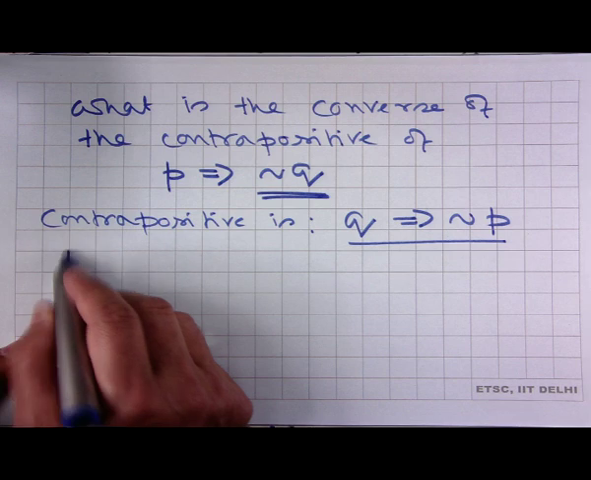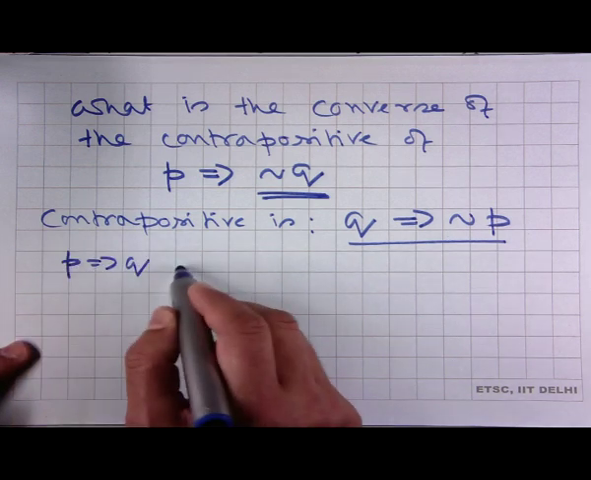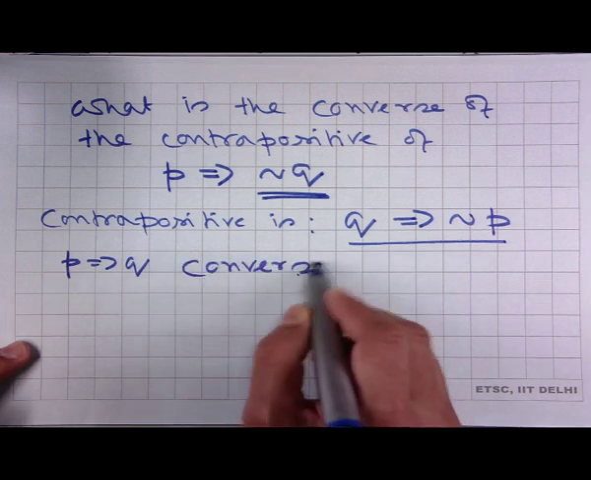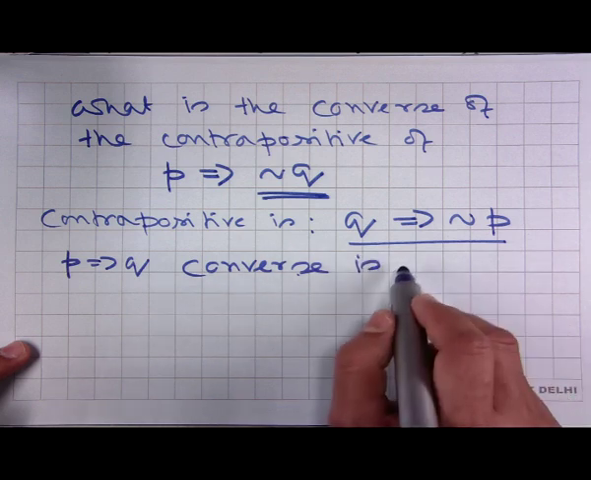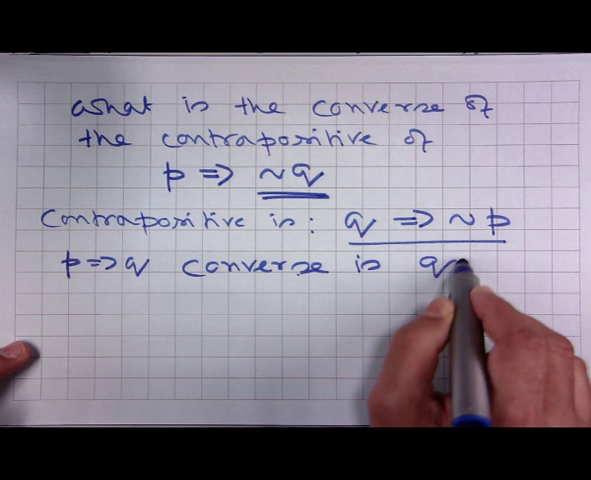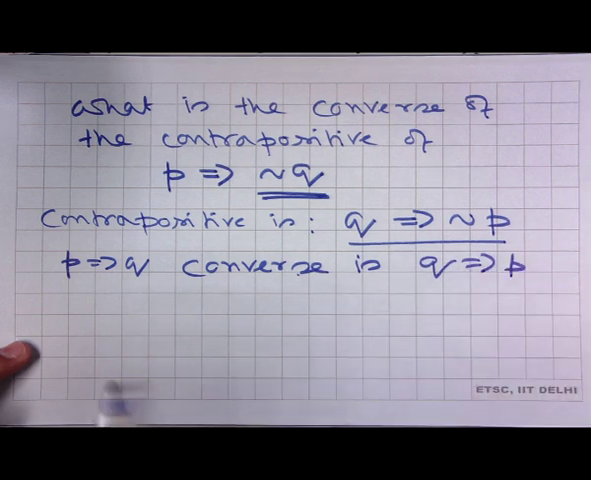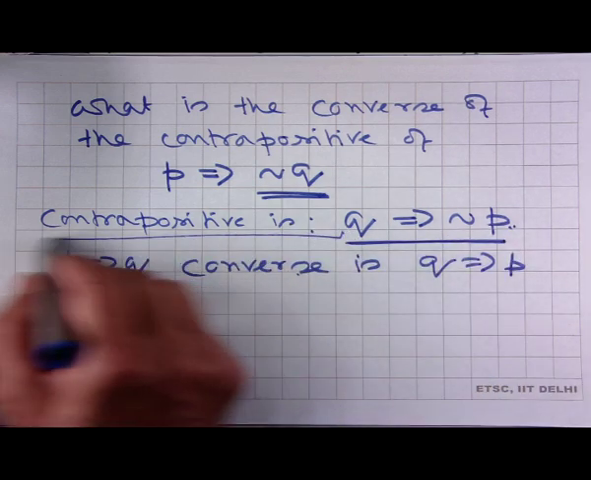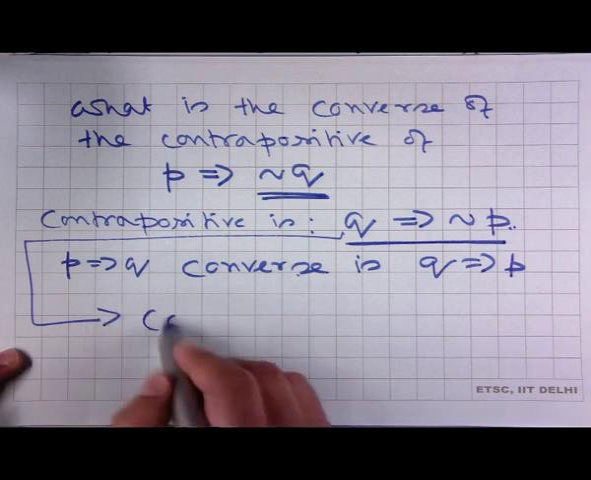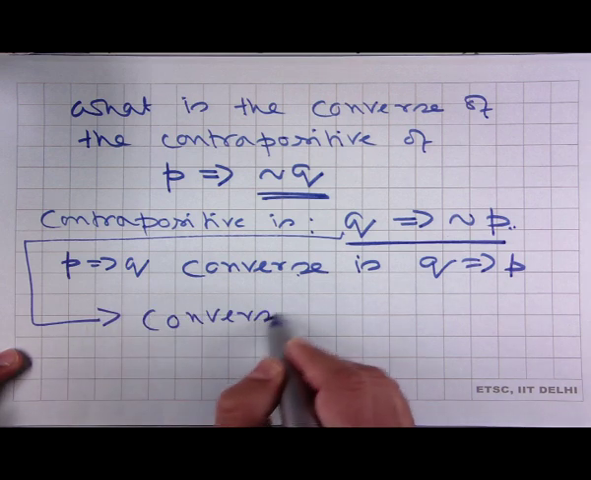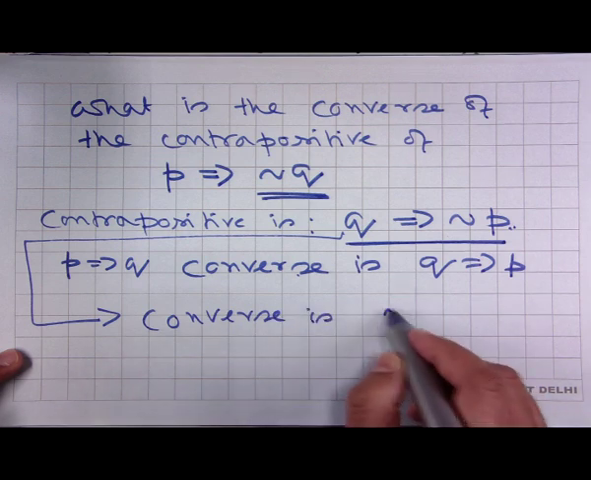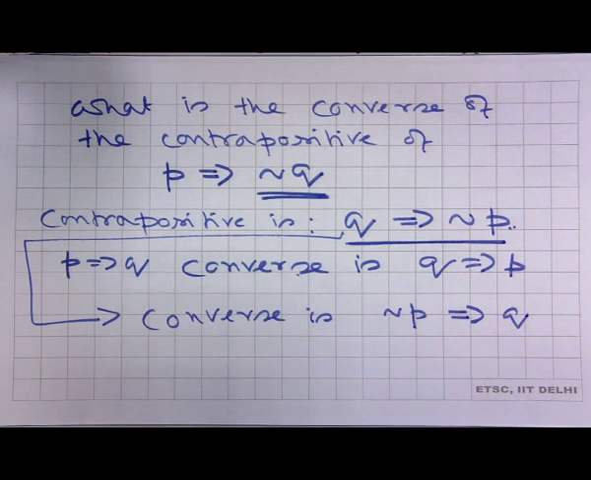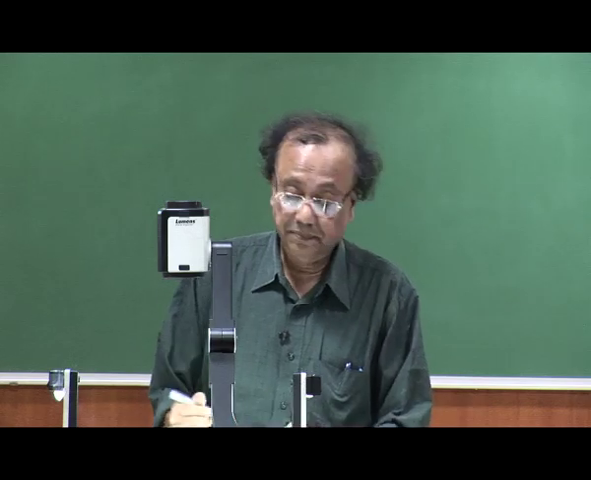So, the converse of P implies Q, the converse is Q implies P. Therefore, what is the converse of Q implies not P? Its converse is not P implies Q.